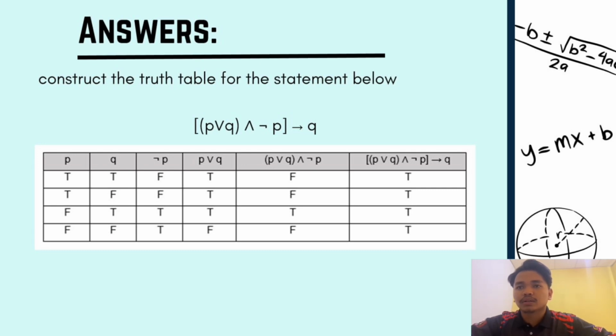Firstly, we need to do (P or Q) and not P. The answer is false, false, true, false. The last one, we can get the answer for (P or Q) and not P, implication Q. The answer is true, true, true, true.